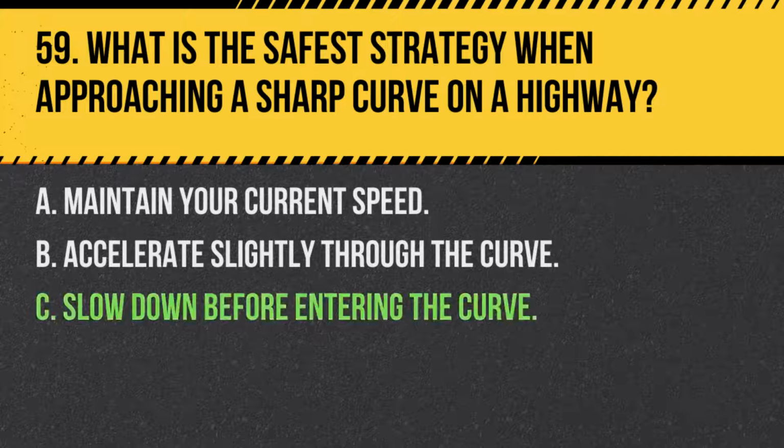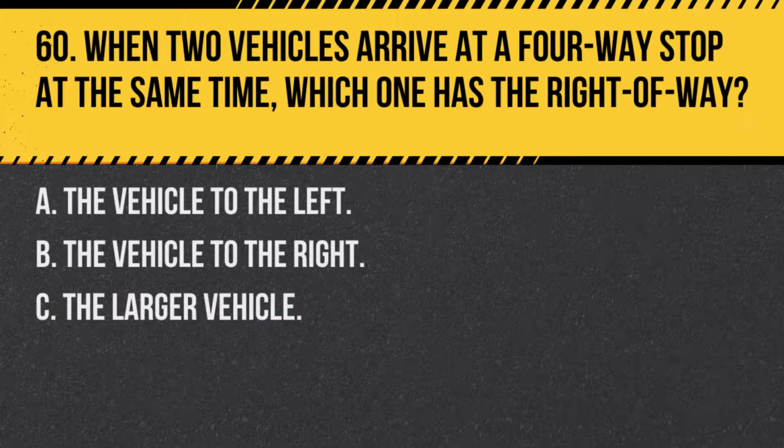Answer. C. Slow down before entering the curve. Reducing speed helps maintain control through the curve. Question 60. When two vehicles arrive at a four-way stop at the same time, which one has the right of way? A. The vehicle to the left. B. The vehicle to the right. C. The larger vehicle.